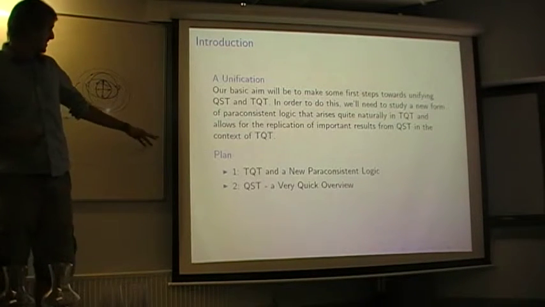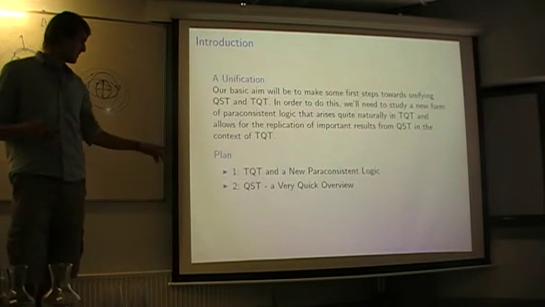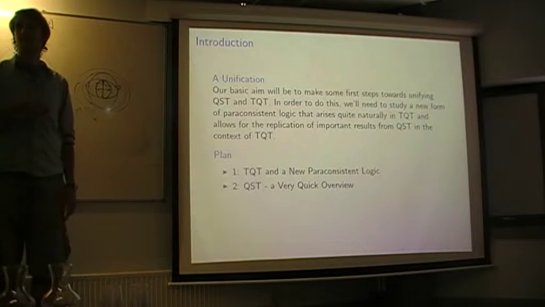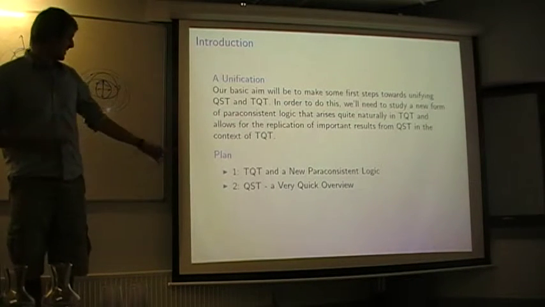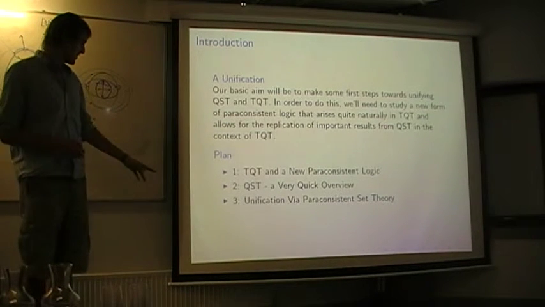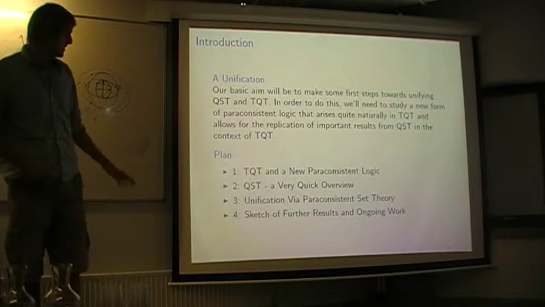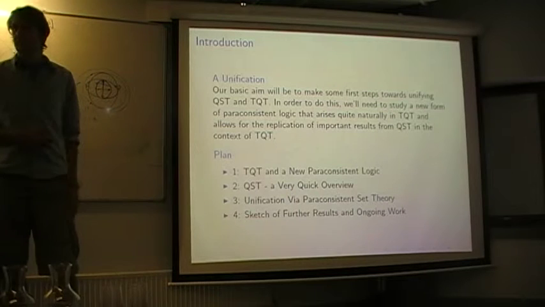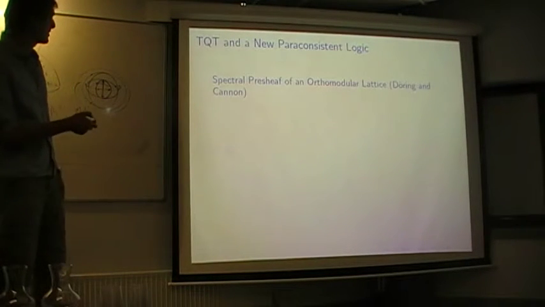So I'll just start off. I'll give a very quick sketch of a very specific bit of topos quantum theory and show how we can introduce a new logic in there that's not been studied before. Then I'll do a similar thing for quantum set theory. I'll give a very rough sketch of how you can unify these things using the new logical structure, and then hopefully sketch some of the results that you can get out of this.